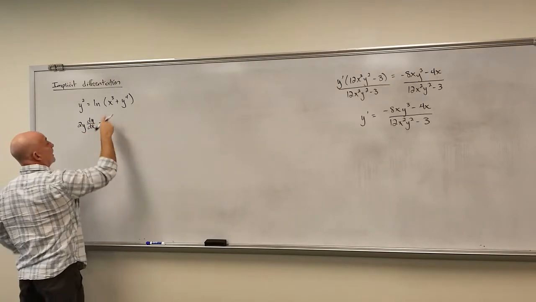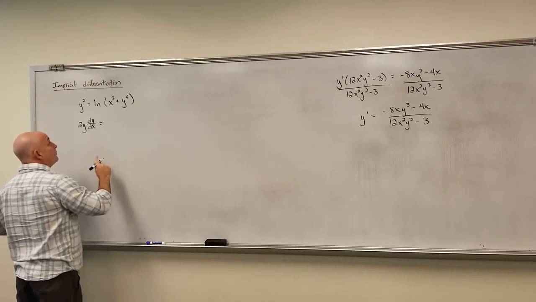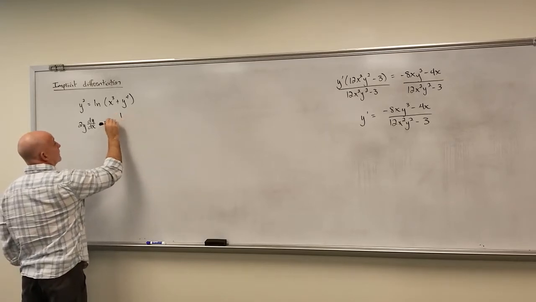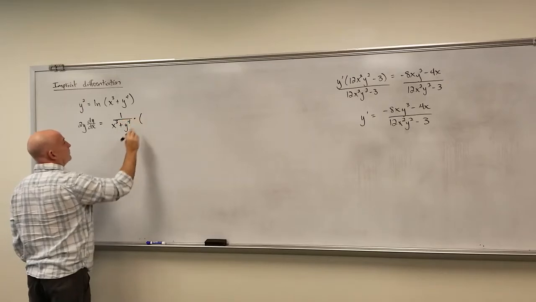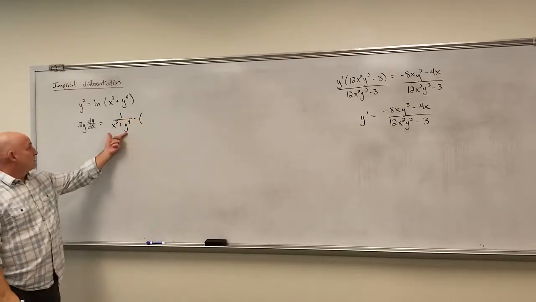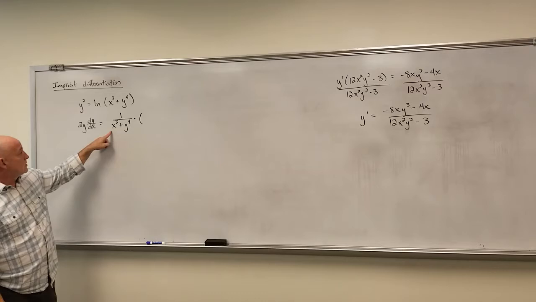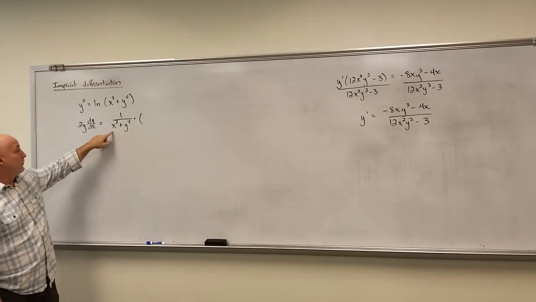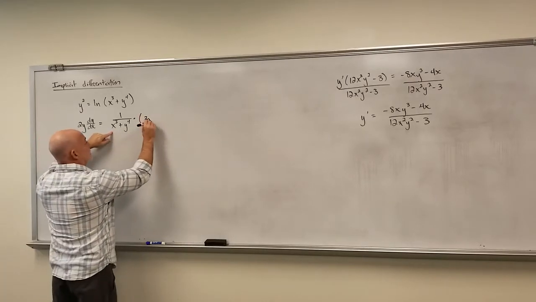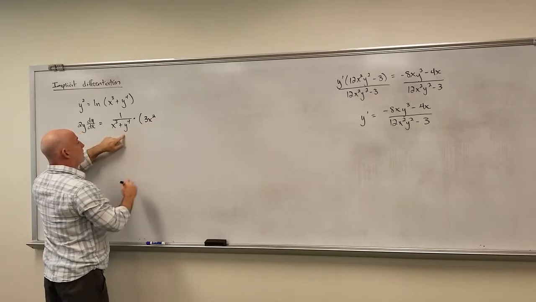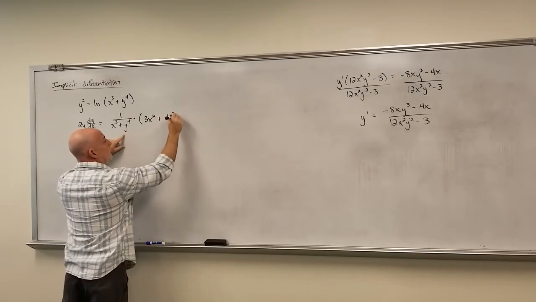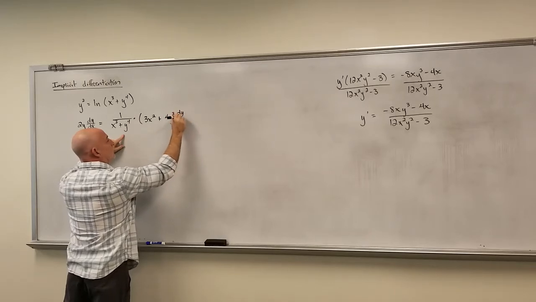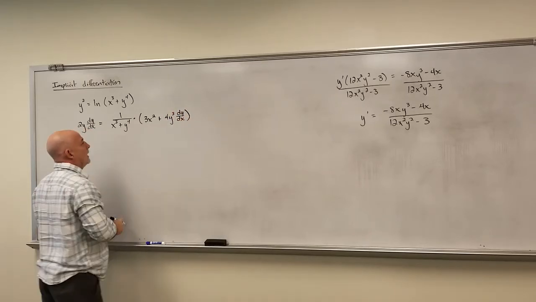On the right-hand side, let's see, we have the derivative of the natural log. We know the derivative of the natural log is 1 over the argument times the derivative of this argument. So what is the derivative of x cubed plus y to the 4th? Well, the derivative of x cubed is just 3x squared. The derivative of y to the 4th will be 4y cubed. We took the derivative of y, so that'll be times dy/dx.